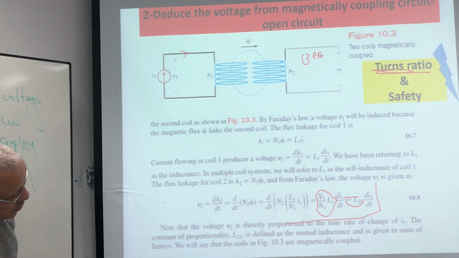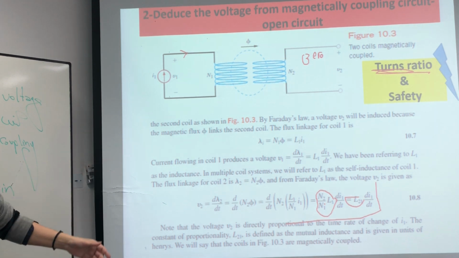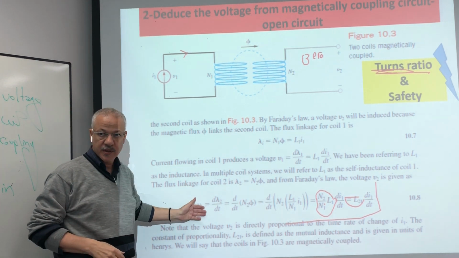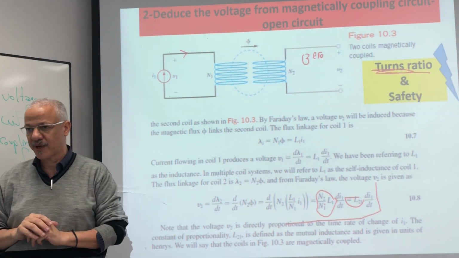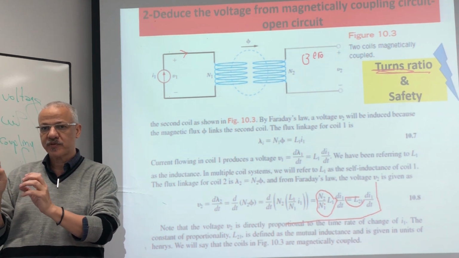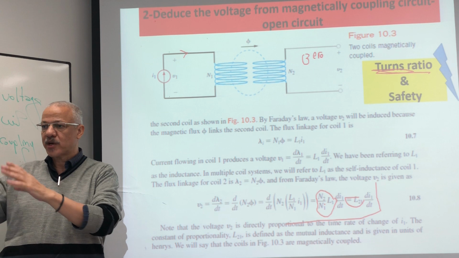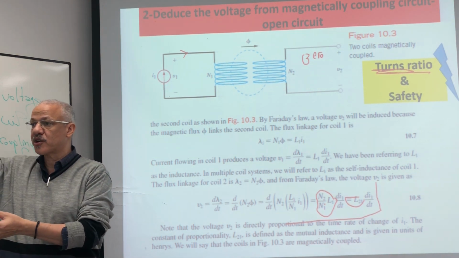This equation depends on N2 or N1. For example, if I select N1 very few turns, one turn, two turns, and I select N2 a very large number of turns, so what is the value of V2? V2 will be very high, and this is the theory of the current transformer. We mentioned some applications. The current transformer uses very few turns N1 and a large number of turns N2, so the output voltage will be very, very large.